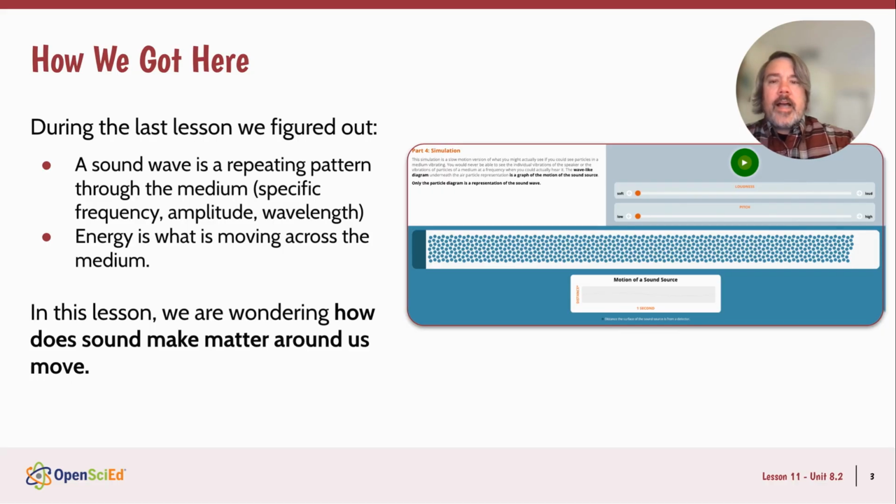All right, let's remind ourselves how we got here. In the last lesson, we actually figured out what a sound wave is. And this is where we put together that it's like this repeating pattern. And that pattern is specific to the things we've been figuring out, like frequency and amplitude. And we introduced that new word, wavelength. And we figured out that a sound wave is really like energy, right? Energy is what's moving across the medium. And it's this chain reaction of particles.